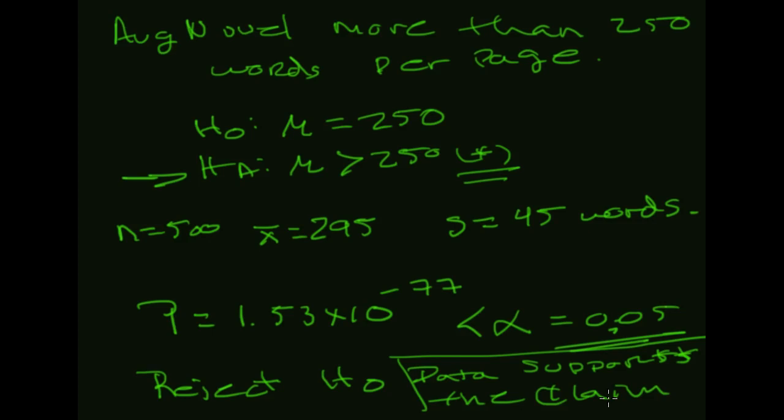So there you go. There's an example of a right-tailed t-test. You can also do a left-tailed one. You can do a two-tailed one. They all pretty much work the same way. So we'll look at more of this in class.